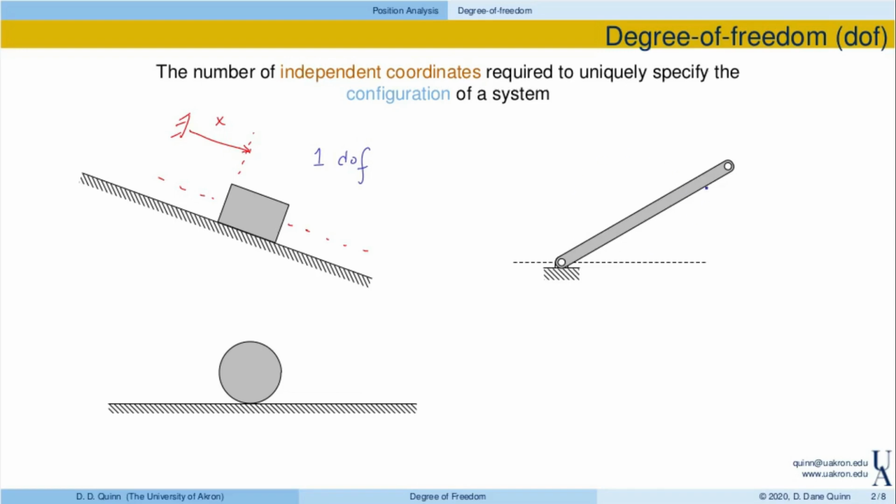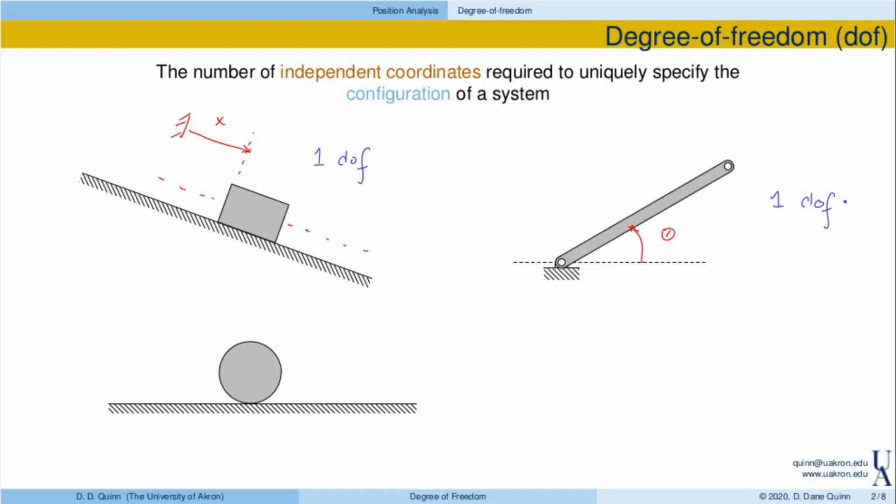Now if I look at a second example, let's look at a bar that's pinned at one end and rotates. So again, different material points are moving in different ways, but really we just need one coordinate to describe the location of this bar, and that coordinate could be theta. So if I tell you this angle, the inclination of the bar relative to the horizontal plane, then you can tell me exactly where the bar is. So again, this is a 1 degree of freedom system. We only need a single coordinate to describe where it's at.